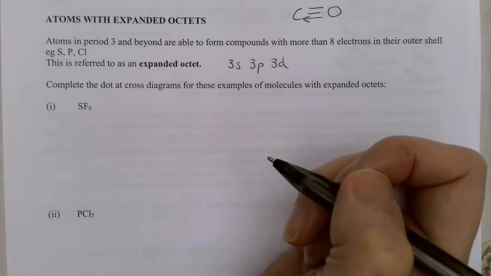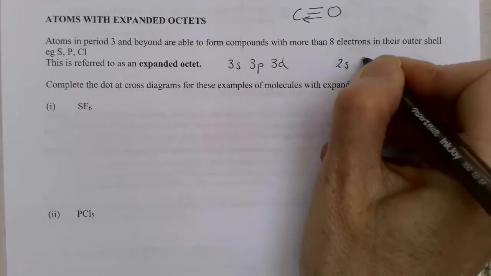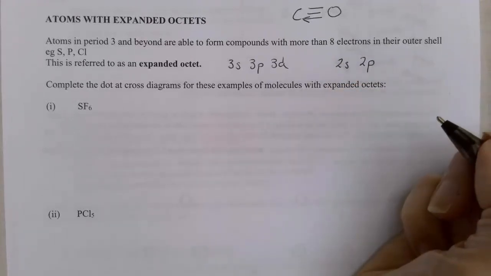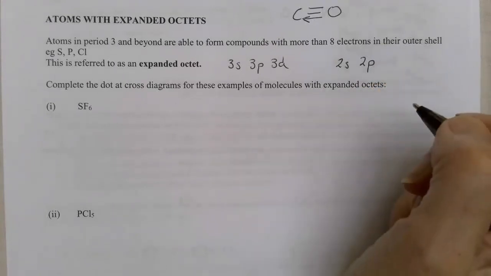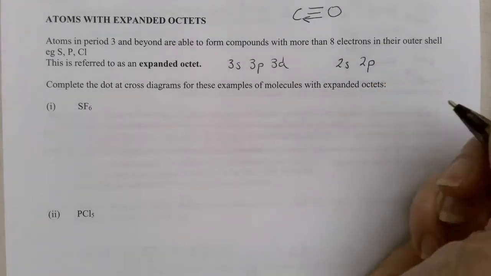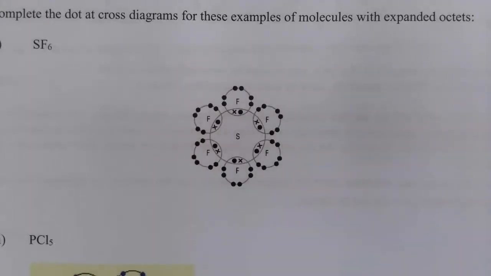The only reason that period 2 elements can't do this is because in period 2 there are only 2s and 2p subshells. There are no 2d, so there's nowhere for that extra electrons to go. So our first example here is SF6, where the sulfur has bonded 6 times to the fluorine atoms. This is what we call an octahedral shape, and we'll study that a little bit later. But you can see there it's got 12 electrons in its outer shell.